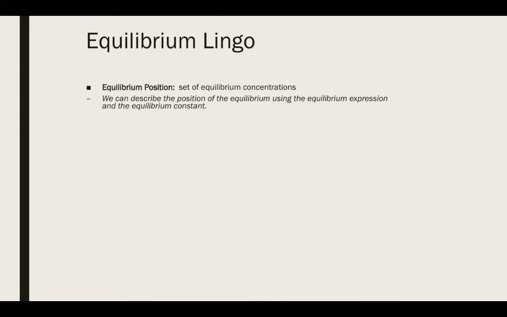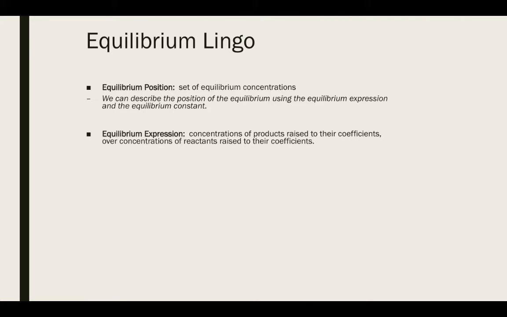First, the equilibrium position. This represents the set of equilibrium concentrations, meaning the concentrations of all reactants and all products at equilibrium. The equilibrium expression is a mathematical expression which shows the concentrations of products raised to their coefficients divided by the concentrations of the reactants raised to their coefficients.